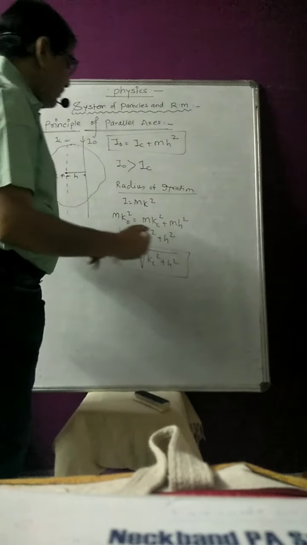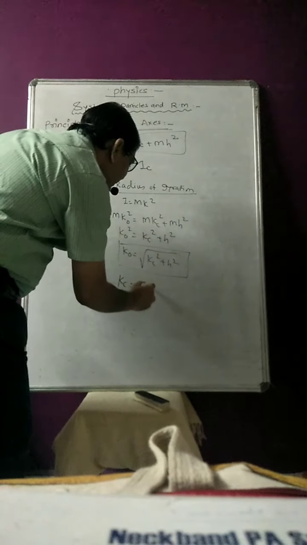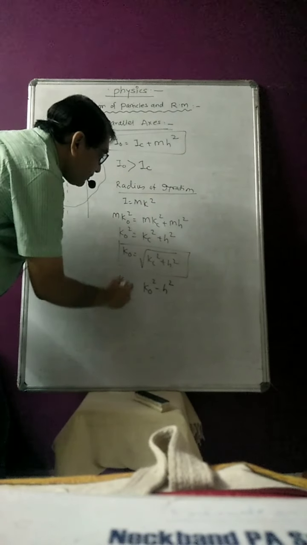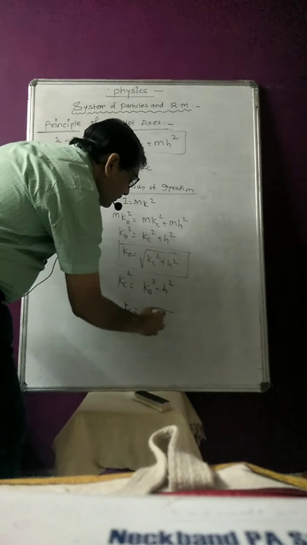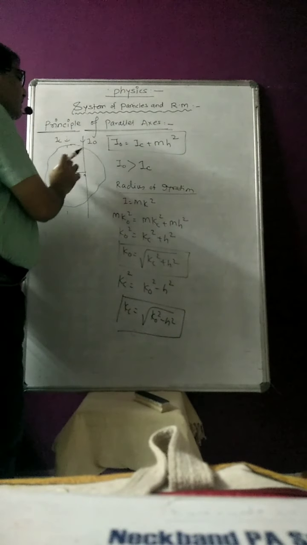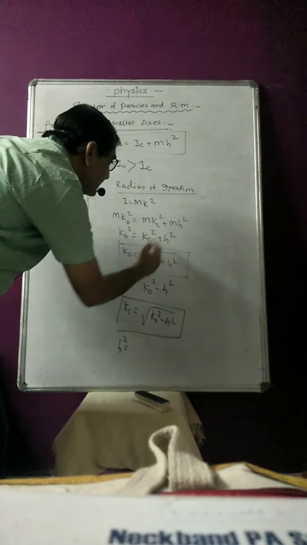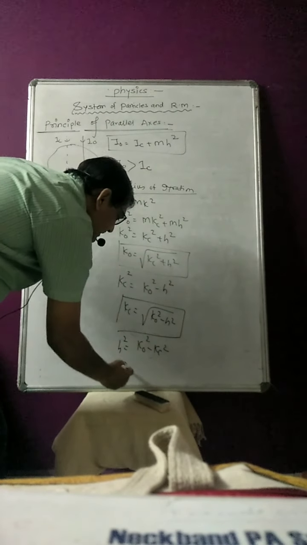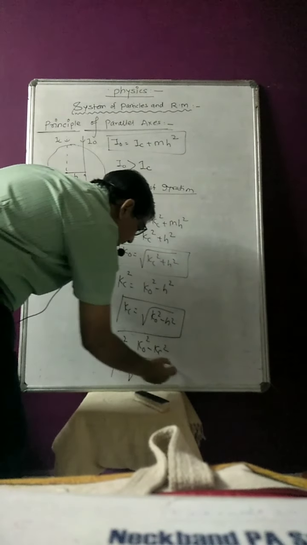Next point: suppose I want to find the radius of gyration about the center of mass. That can be calculated by using the formula k0 square minus h square. If that is kc square, then kc is equal to under root of k0 square minus h square. That is another formula. Or if I want to find the perpendicular distance, then the formula becomes h square is equal to k0 square minus kc square, or h is equal to under root of k0 square minus kc square. That is another formula.